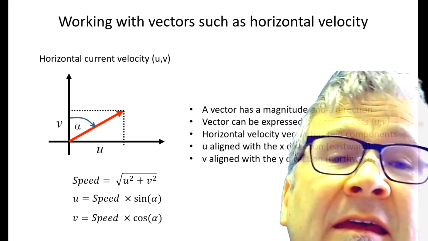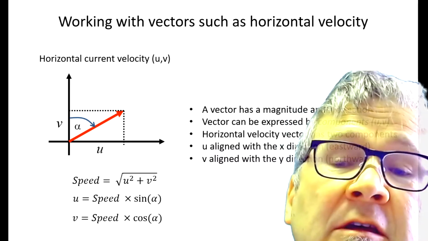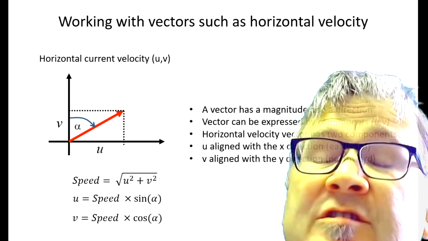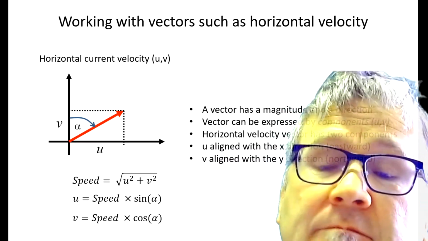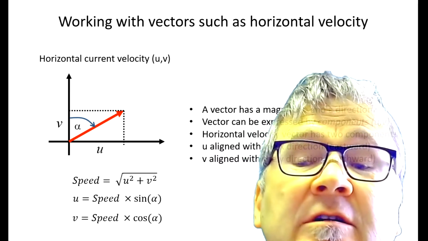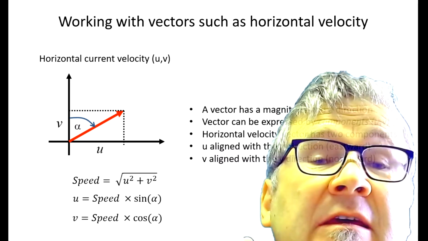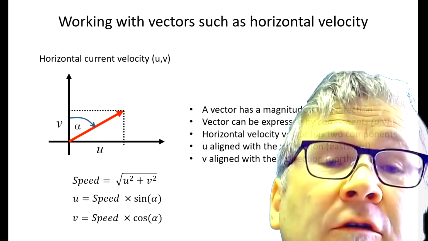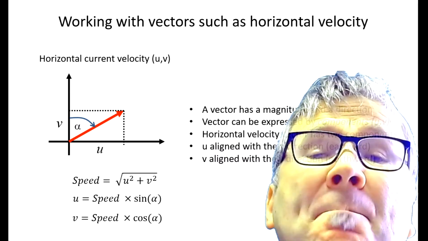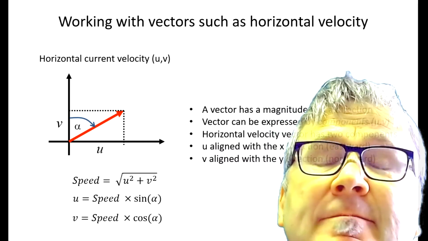If you draw an arrow, the red arrow here, it has a certain direction. You can see it points to the northeast, and it has a direction which can be expressed by this angle alpha. A vector can be expressed by its components u and v in this example, and you can plot the arrow if you know the value of u and the value of v. And these are components of the vector velocity.